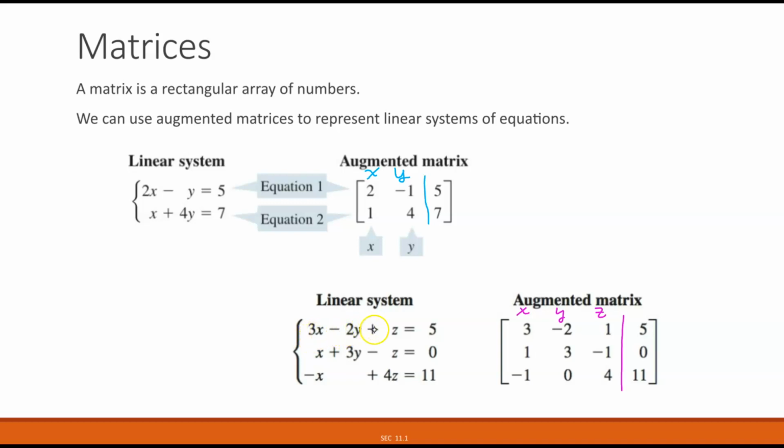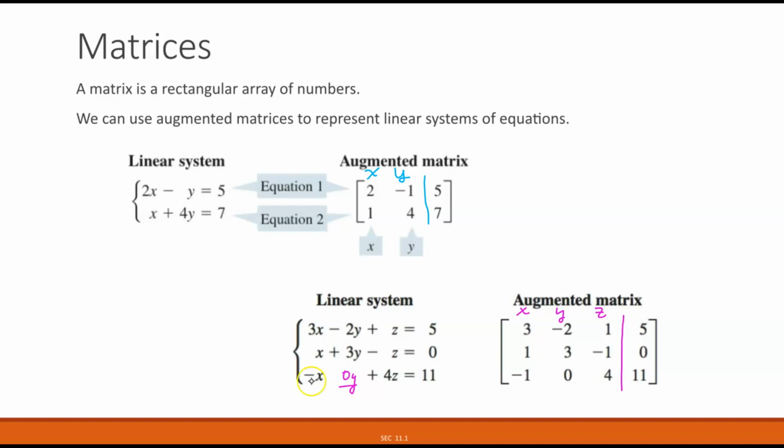3, -2, 1 equaling 5. 1, 3, -1 equaling 0. Whenever we have a variable that's missing, we use a 0 in that position. That was really 0y. 0 times y is 0, and so that's not going to contribute to the equation.